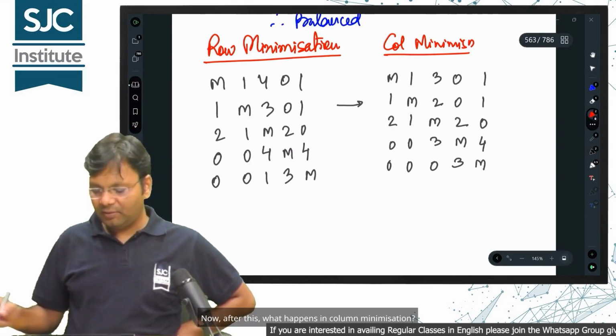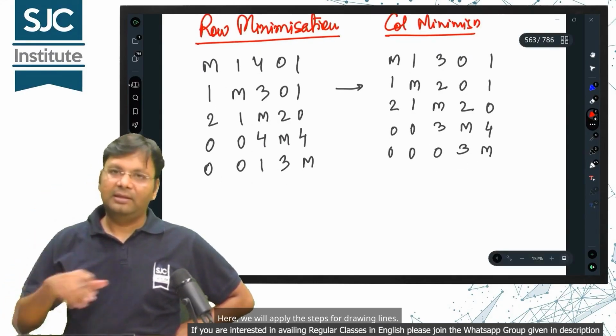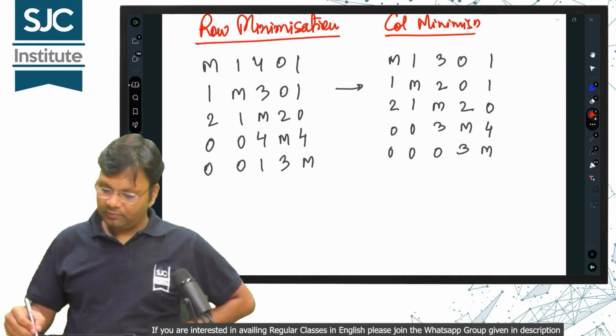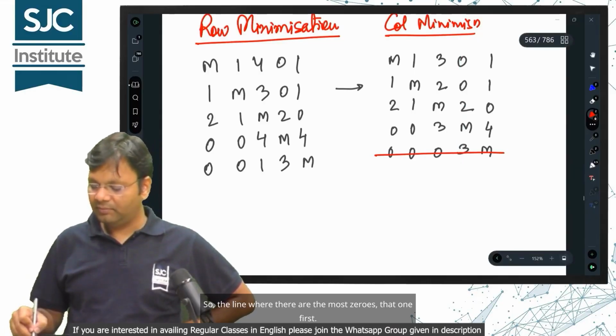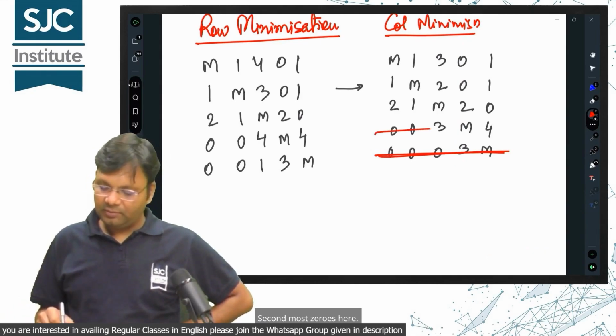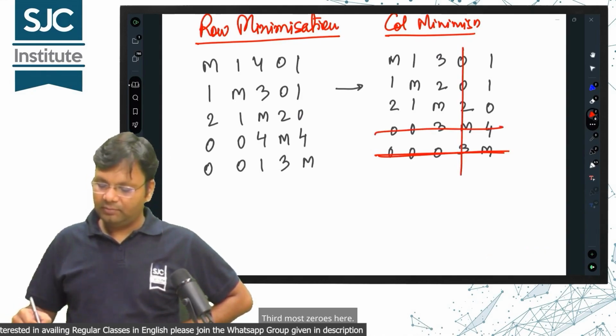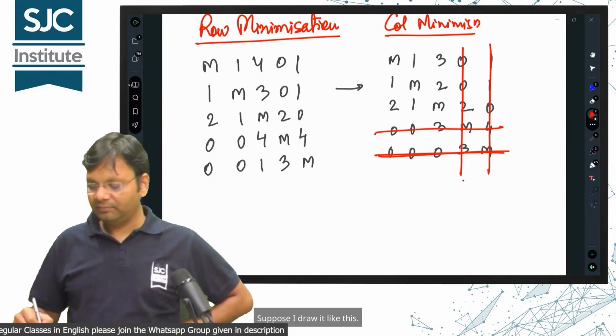Now, after this, what happens in column minimization? Here, we will apply the steps for drawing lines. The line where there are the most zeros, that one first. Most zeros here, so start here. Second most zeros here. Third most zeros here. The fourth line can go anywhere. Suppose I draw it like this.